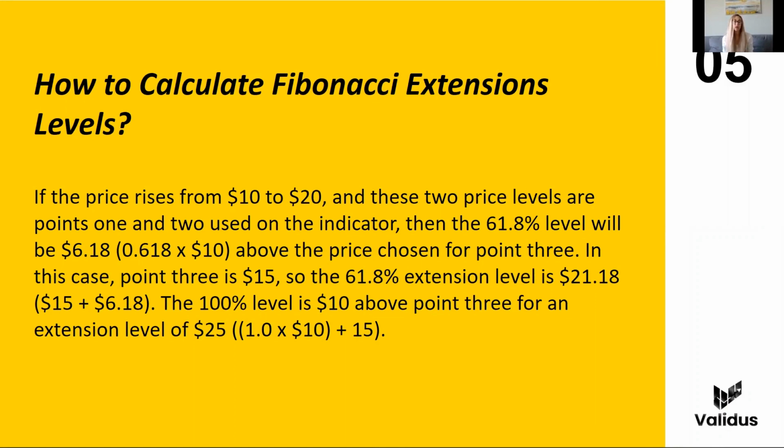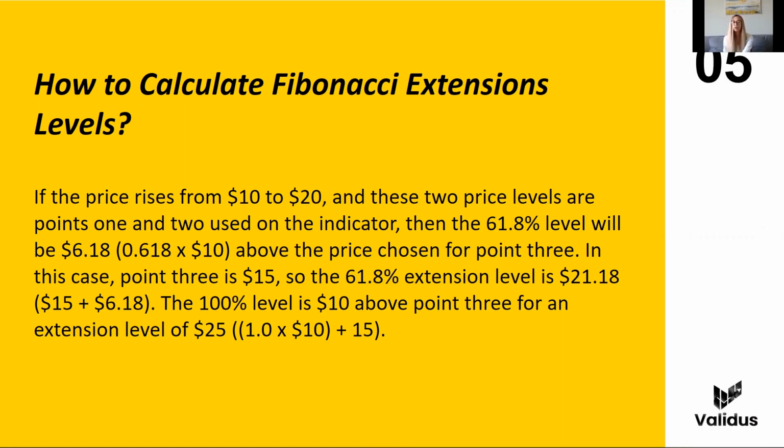So Fibonacci extension levels: you need to multiply the difference between points 1 and 2 by any of the ratios desired, such as 1.618 or 0.618, and this will give you an amount in dollars. So if projecting a price move higher, add the dollar amount above to the price at point 3. If projecting a price move lower, subtract the dollar amount from the price at point 3.